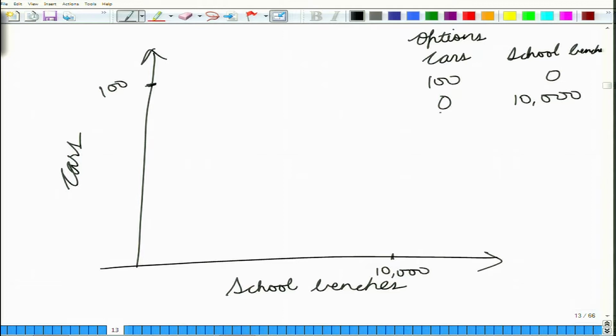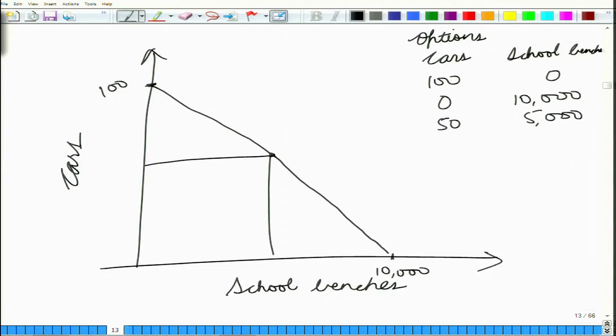or maybe something in between. Maybe you can make 50 cars and 5,000 school benches. So typically your 50 cars would come somewhere here and your 5,000 school benches would come somewhere here. So in this case you have this curve that is giving you the option of how many cars and how many school benches you can make.